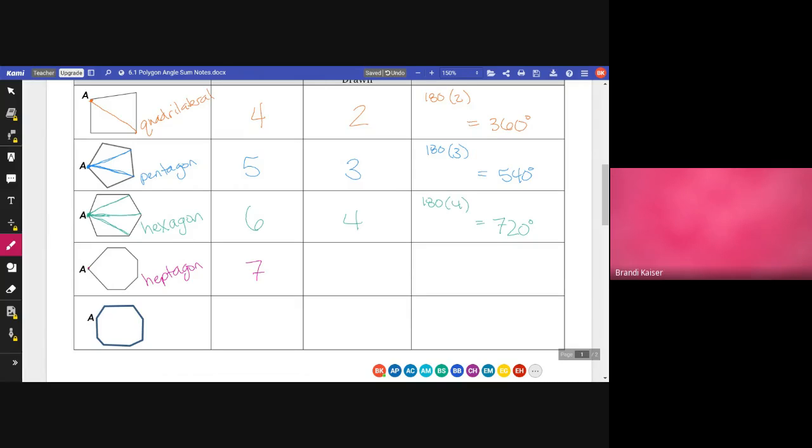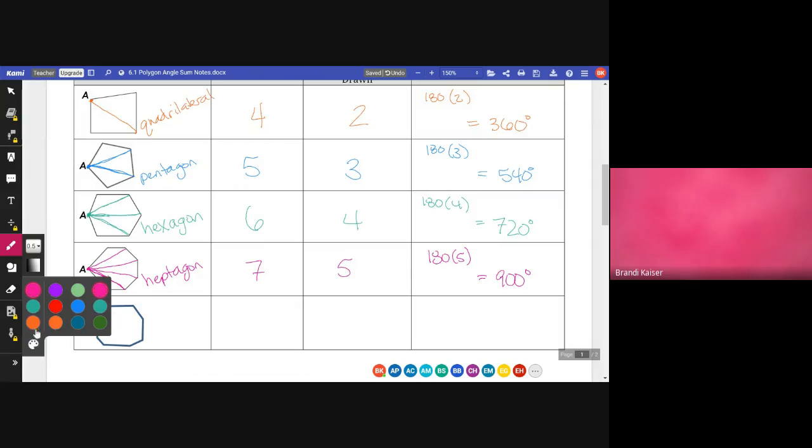And if I were to connect this point to opposite points with diagonals, I could draw in 1, 2, 3, 4 diagonals. So we have 4 diagonals there, which creates 1, 2, 3, 4, 5 triangles. And that means to find the number of degrees, I can take 180, multiply by 5, and that's going to equal 900 degrees. So those are for our heptagons.